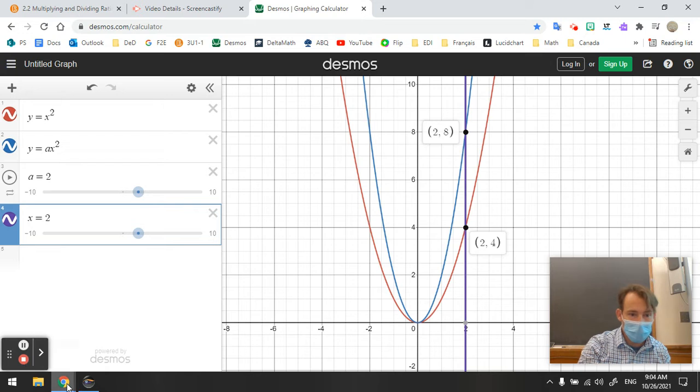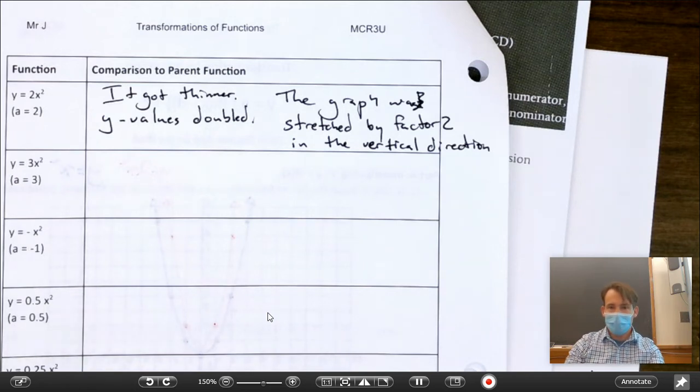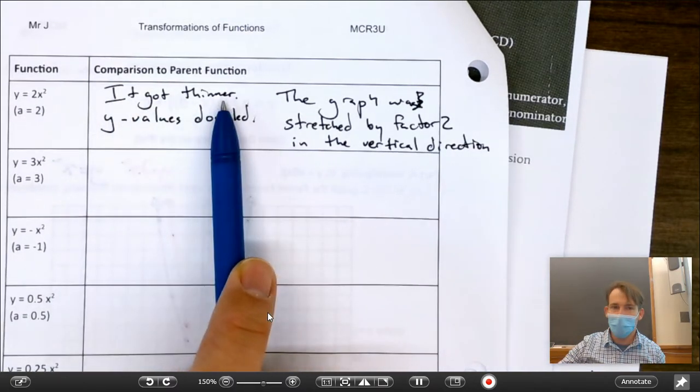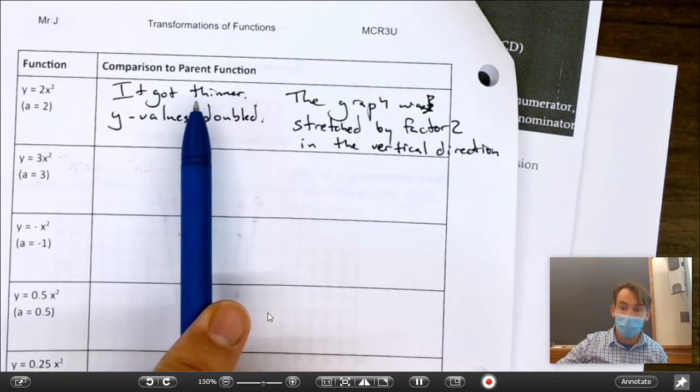Now, let's take a look. What else are we investigating? Now we look at 3x. What do you predict will happen when we go to 3x? Aiden? It'll get stretched thinner. Yeah, it'll look thinner. Now, factor 3. It'll be stretched vertically by factor 3. It'll be thinner again. So what I want to point out is that "it got thinner" is still correct. "Y values doubled" is also useful to point out.